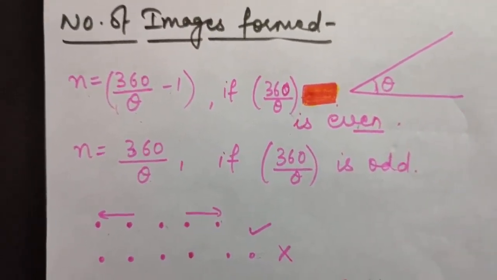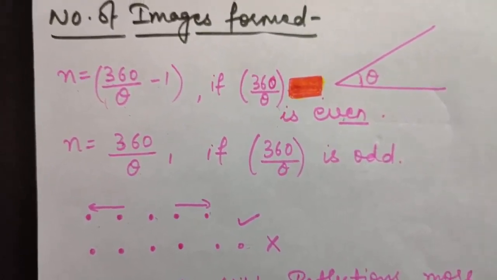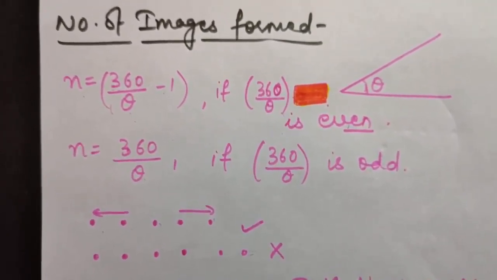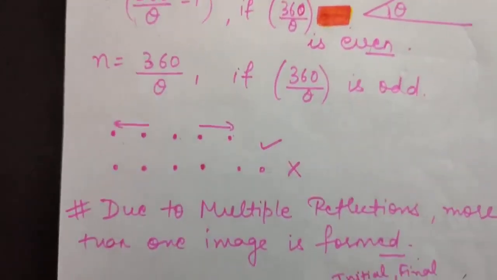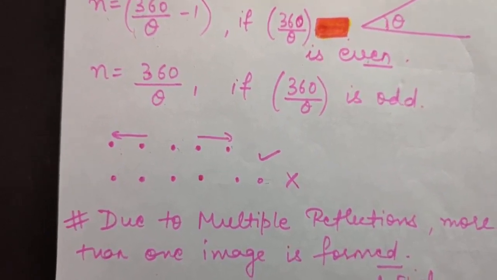Okay. Now why are many images formed? That is because of multiple reflections between the mirrors. Okay. So due to multiple reflections, more than one image is formed when two mirrors are kept at an angle.